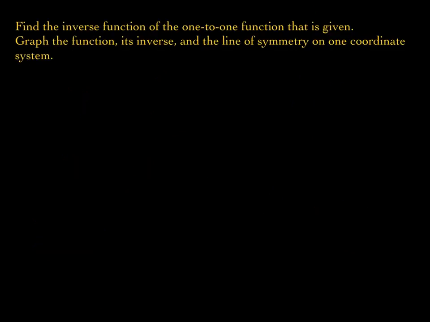All right, to wrap up this lesson, we're going to find the inverse function of the one-to-one function that I'm about to give you. We're going to graph this function, also graph its inverse, and something called the line of symmetry, all on one coordinate system. All right, here we go. The function that I want you to consider is f of x is equal to 1/2 x plus 1.